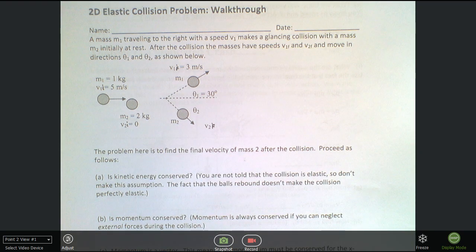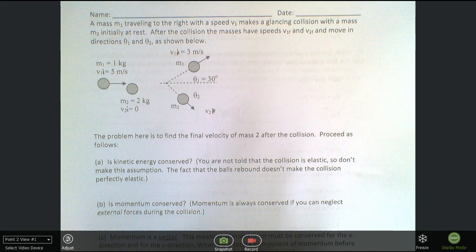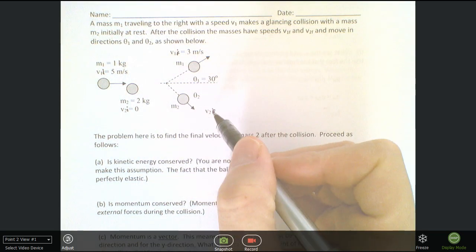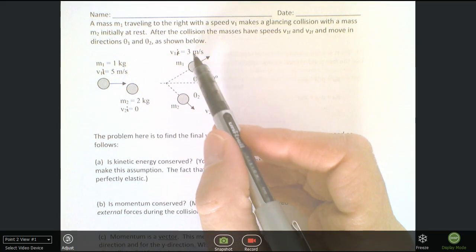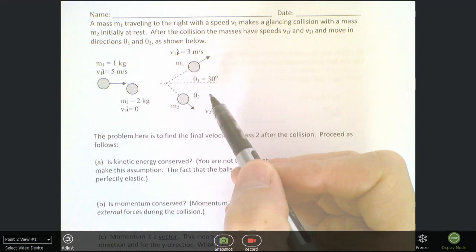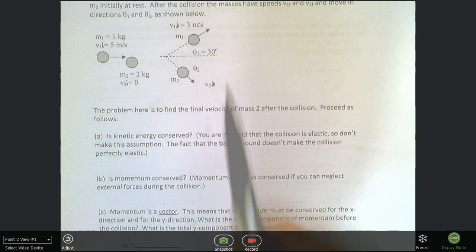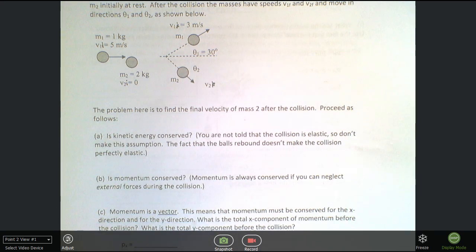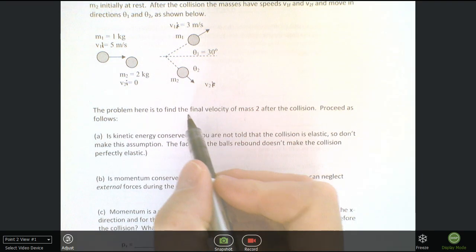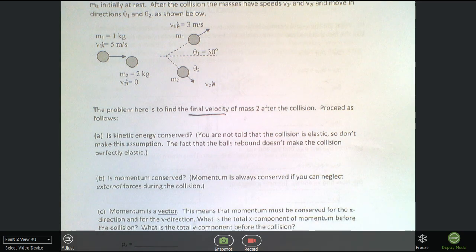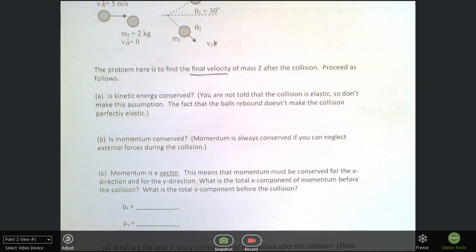Now, here's the thing. We're trying to figure out what the velocity is of this second one. We already know that this one is moving off at 3 meters per second at an angle of 30 degrees, and this one we don't know, both the angle and the speed, which is therefore the final velocity. Is kinetic energy conserved? We're going to find out. Just because it says it's an elastic problem, we don't know if it's completely elastic, so we don't know if energy or kinetic energy is completely conserved.